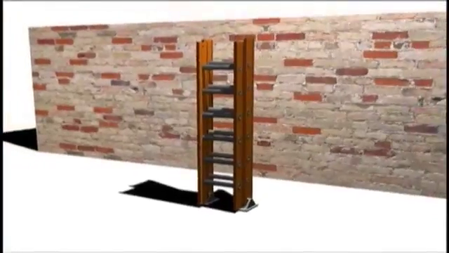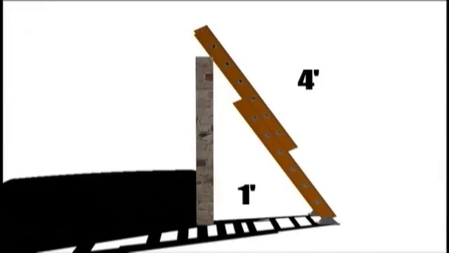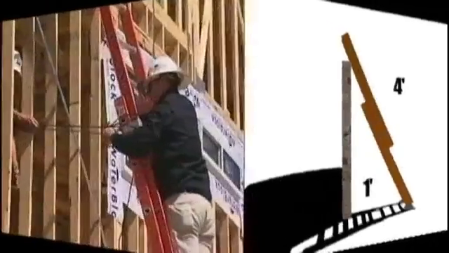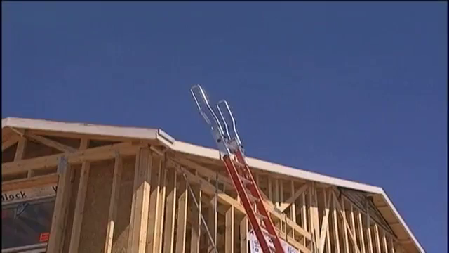Place ladders at a 4:1 ratio from the vertical support. For every 4 feet of working length, the ladder base should be 1 foot out from the top support. Always tie off a ladder and let the rungs extend at least 3 feet above the landing surface.